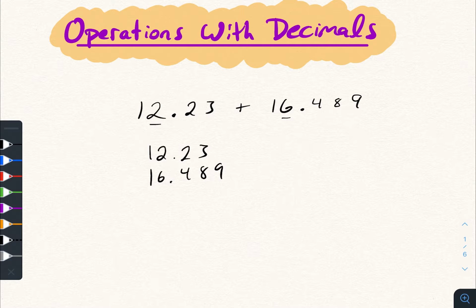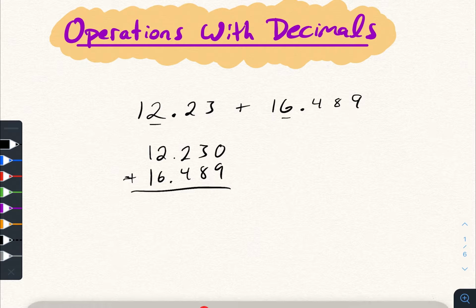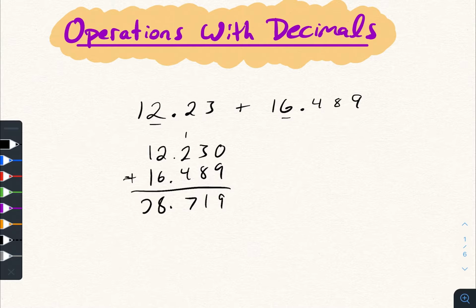The reason that we line up the decimal is because we want to add each place value. We want to add all the ones together. We want to add the groups of tens together, the groups of 1/10ths, hundredths place, and then the thousandths place. Implicitly, there's a 0 for the thousandths place there. And then you can just add down, right? So we would get 28 and 719 thousandths.